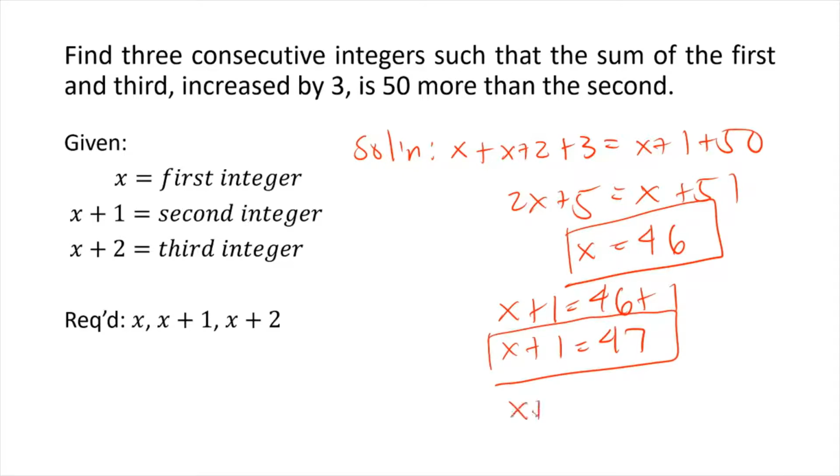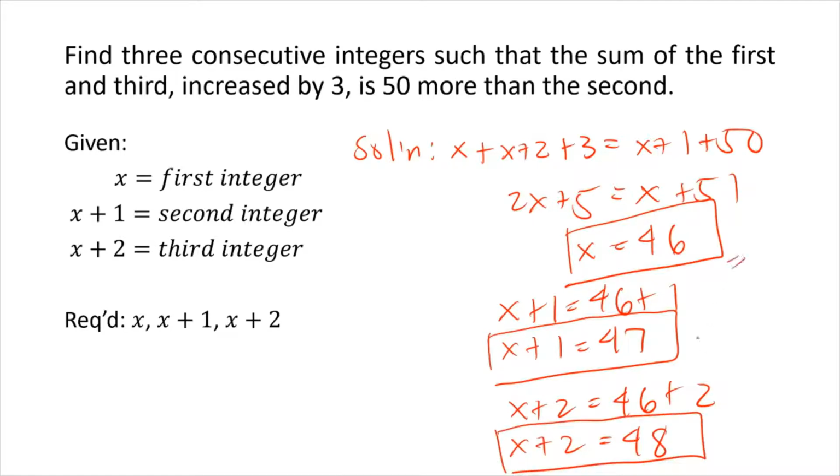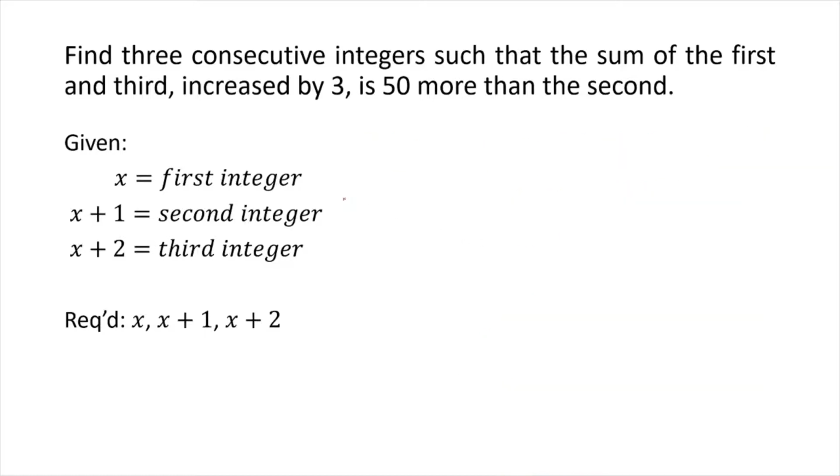And then lastly, the third integer. So we have x plus 2, 46 plus 2, x plus 2 equal to 48. So these are the values of the three consecutive integers. We can also start by defining the third integer first. Let's say the third integer is x.